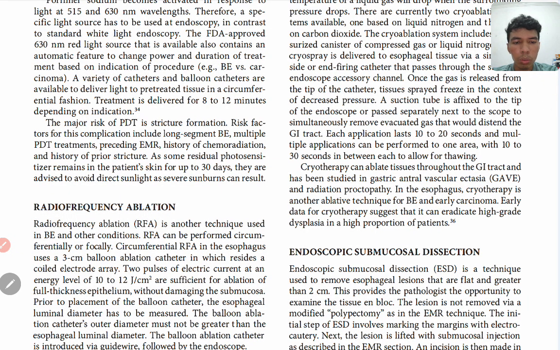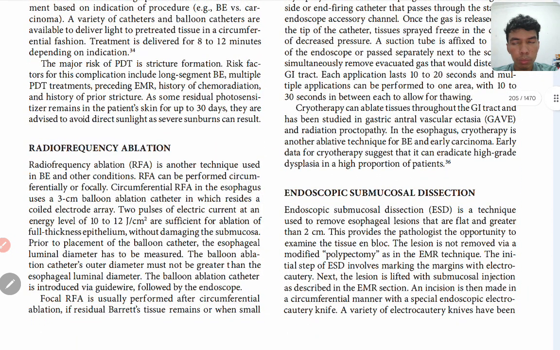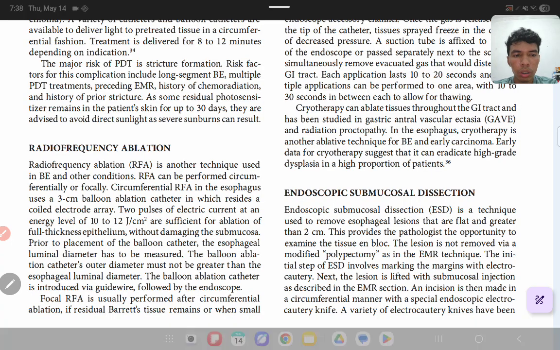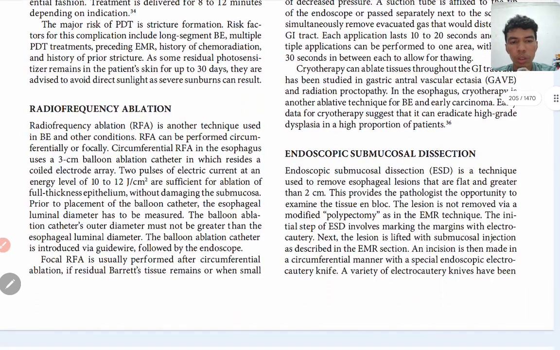Next, endoscopic submucosal dissection. Endoscopic submucosal dissection is a technique used to remove esophageal lesions that are flat and greater than 2 cm. This provides the pathologist the opportunity to examine the tissue en bloc. The lesion is not removed via modified polypectomy, as in the EMR technique. The initial steps of ESD involve marking the margins with electrocautery.